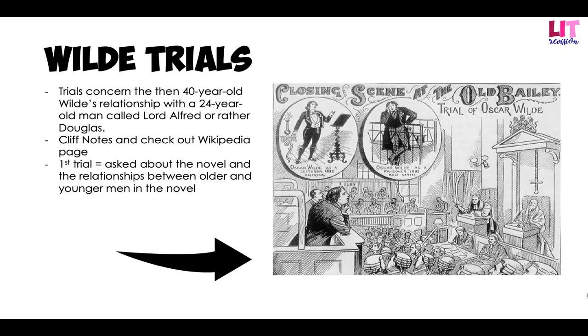In the first trial, he was asked several questions about The Picture of Dorian Gray and the relationships between older and younger men in the novel. He was accused of relationships with other young men, not just Lord Alfred. We see that here, we see that his own creation was used against him, literally.